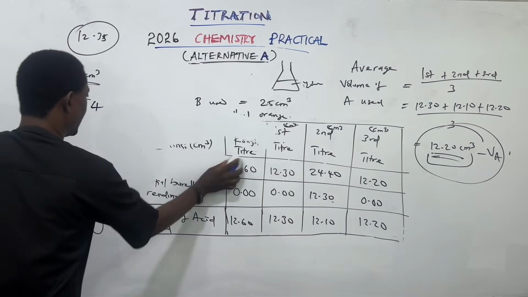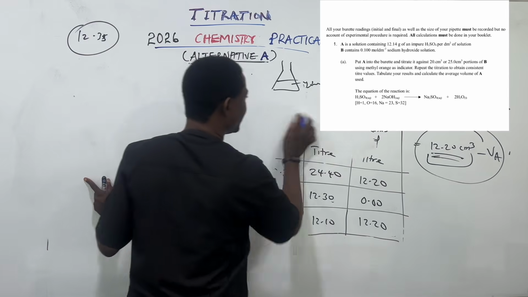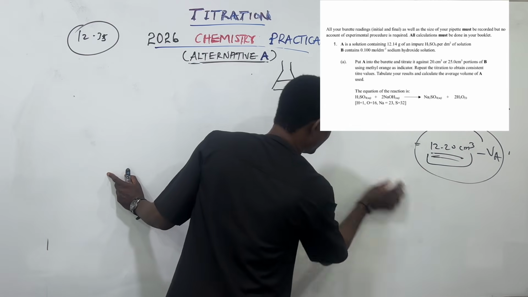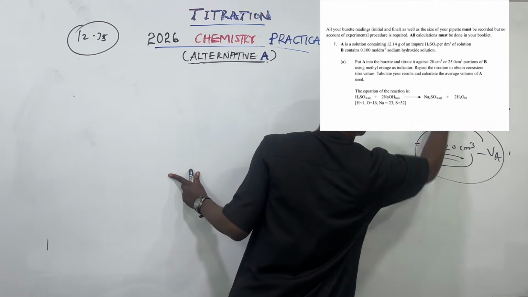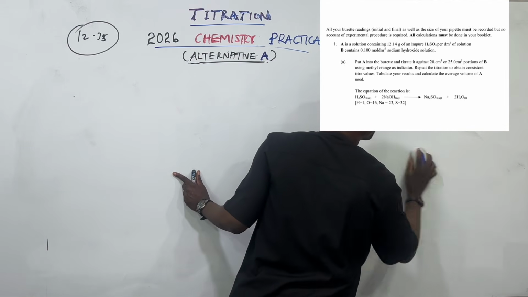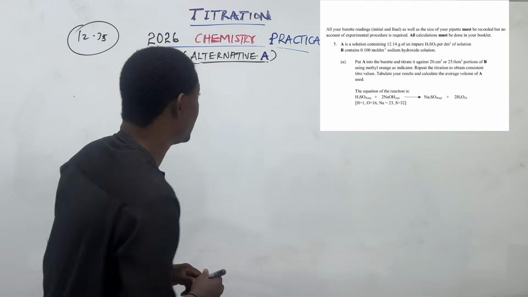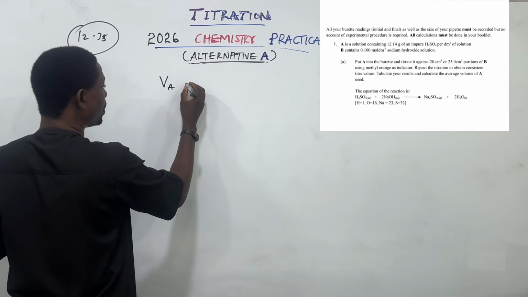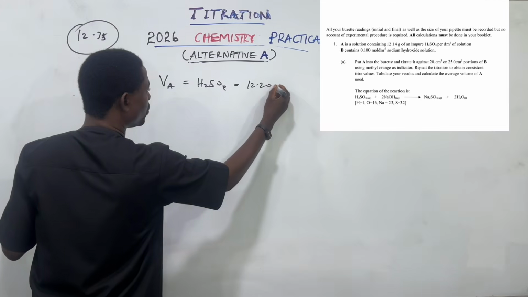Okay, so look at the questions right on your screen. So let's quickly watch how we're going to do this, and it's very, very simple. Remember, I've told you that I've predicted about 15 questions, different ways I can ask you the question. So it's important for you to practice them, because any one of them can just come out. You can come back to this platform to see that this is actually what came out. So the volume of acid used, remember, is that of H2SO4, which is labeled A, is 12.20 cm3.